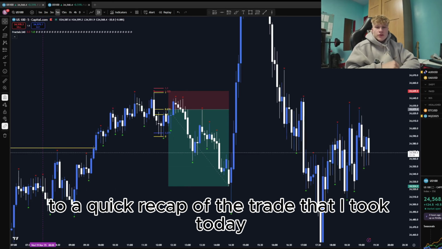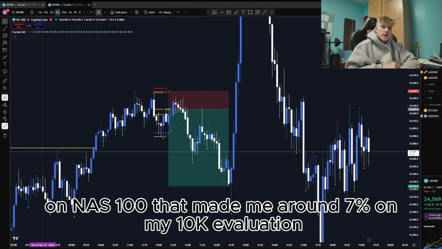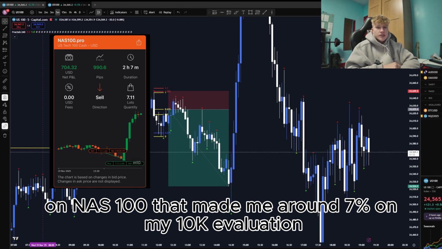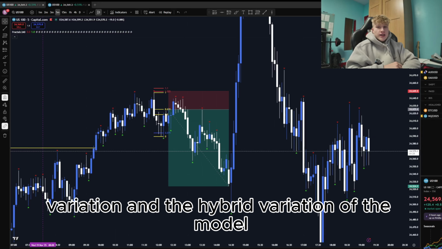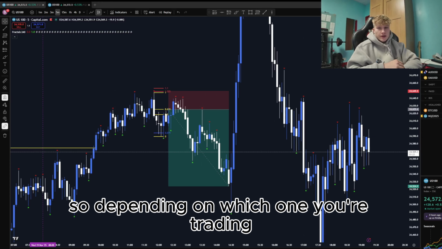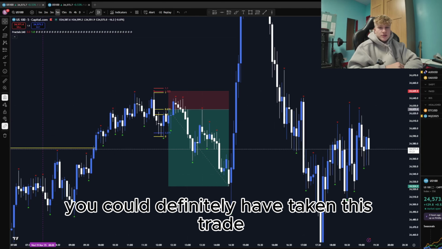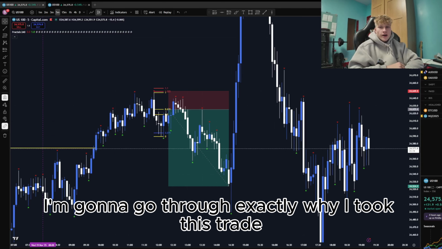Welcome boys to a quick recap of the trade that I took today on NAS100 that made me around 7% on my 10k evaluation. I trailed this from a 3R to a 4.2R win right here, and this was on both the mech variation and the hybrid variation of the model, so depending on which one you're trading, you could definitely have taken this trade, and we're going to go through exactly why I took this trade.